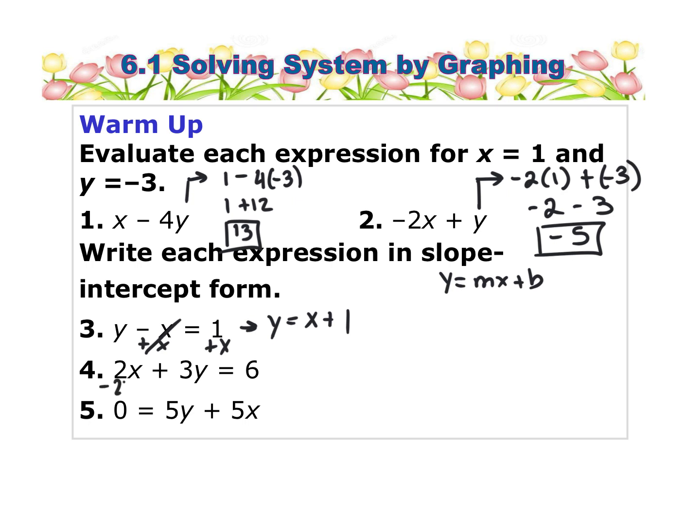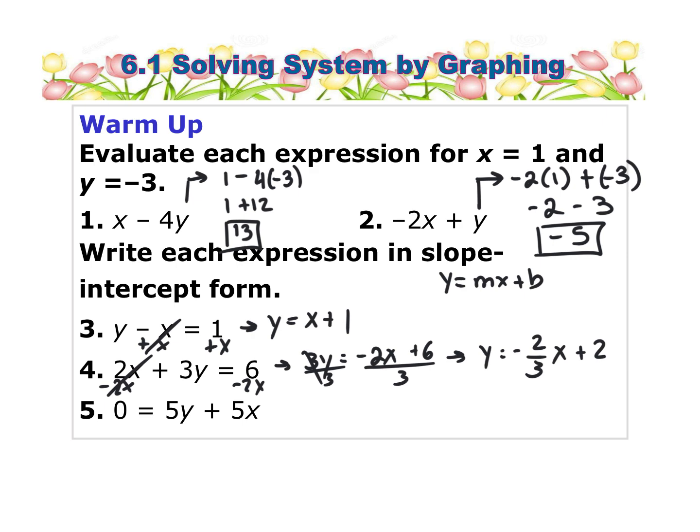Number 4, I'll subtract 2x on both sides. That's going to give me 3y is equal to -2x plus 6. Then I'll go ahead and divide everything by, not by -3, but just by 3. And that's going to simplify to y equals -2/3 x plus 2. That is your second slope-intercept form.